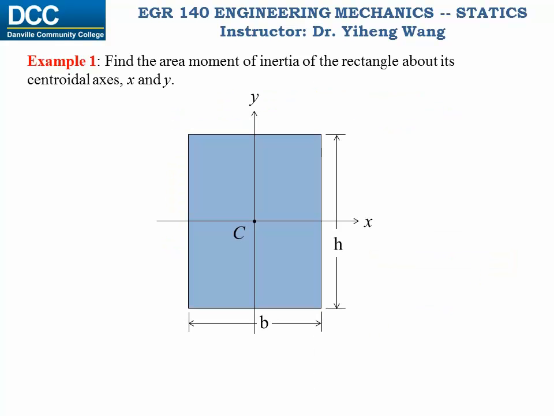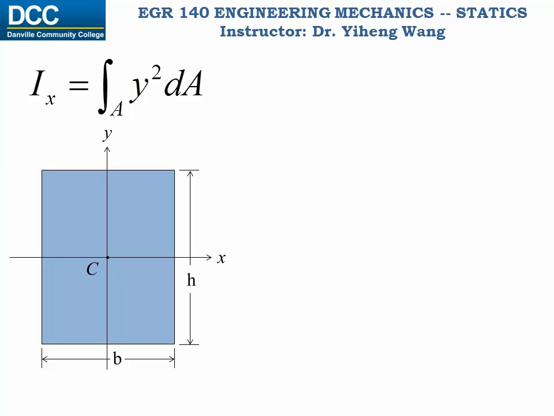Now let's look at an example to see how we can use the equations to calculate the area moment of inertia. In this example, we need to determine the area moment of inertia of this rectangle about its centroidal axis, x-axis and y-axis. We follow this equation to find the area moment of inertia about the x-axis.